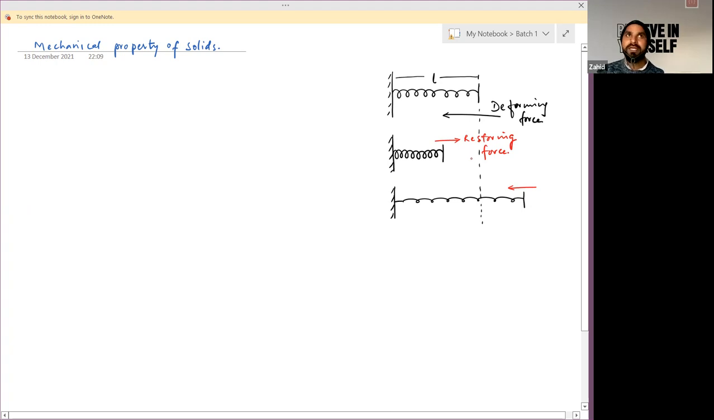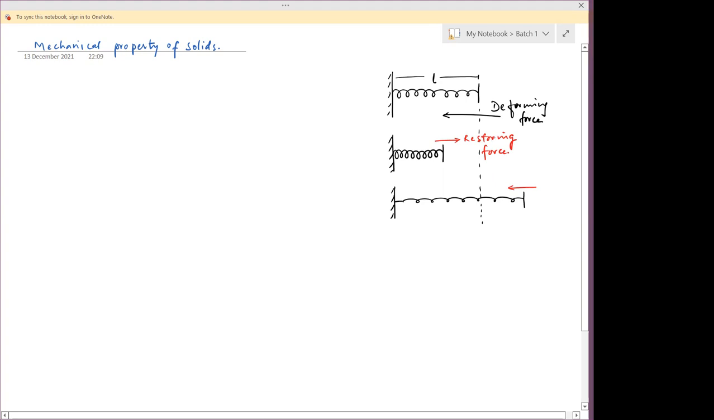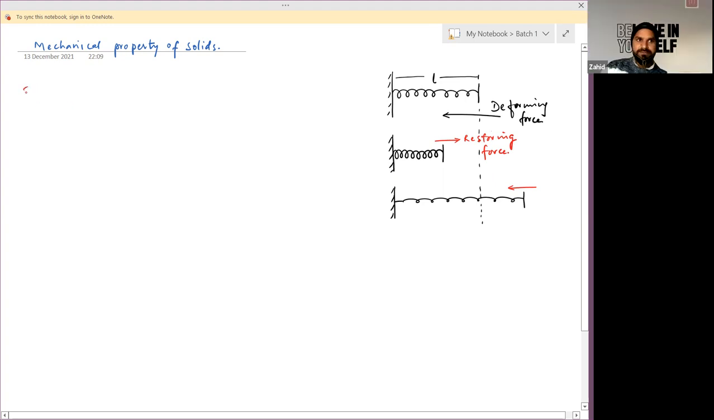That's why we had defined elastic energy or elastic force in chapter 6, work, energy, and power. Hiba, is it clear? Yes, sir. So in this part, first we define what we mean by elasticity.